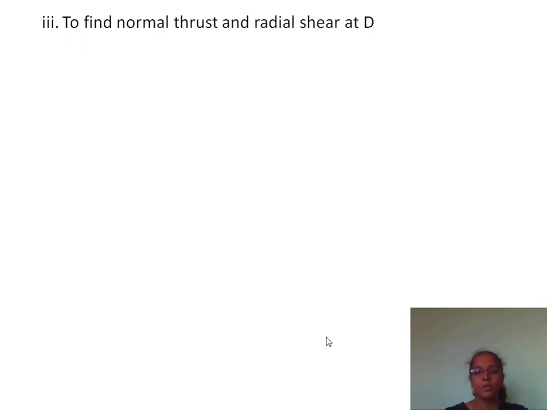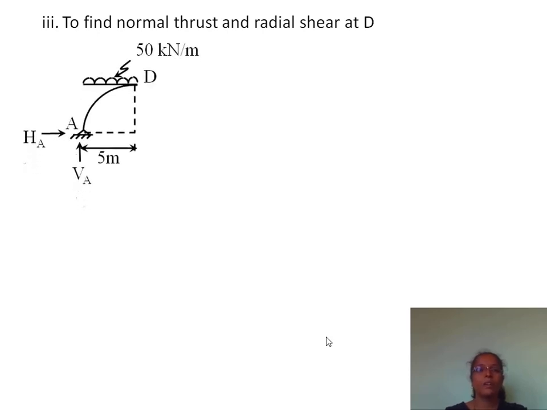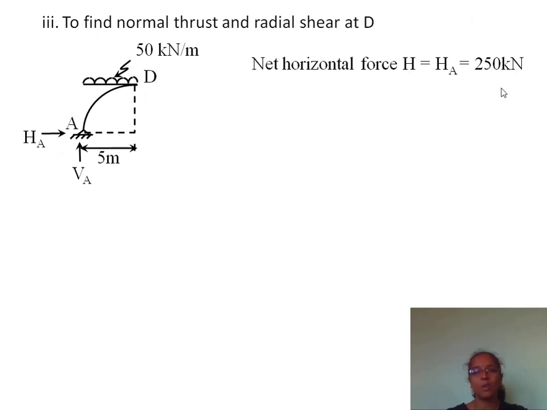Okay, so D is at 5 meter from the left end. Okay, so let us mark a distance at 5 meter. So let us write the section up to the 5 meter from the left end. So now we will write the net horizontal force. Net horizontal force, we have only HA. So H is equal to HA, which is equal to 250 kilonewton.